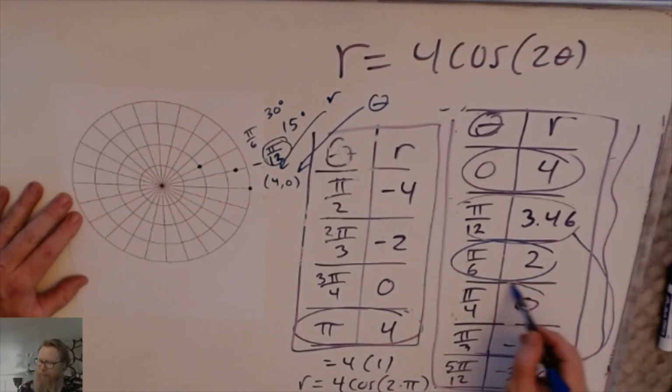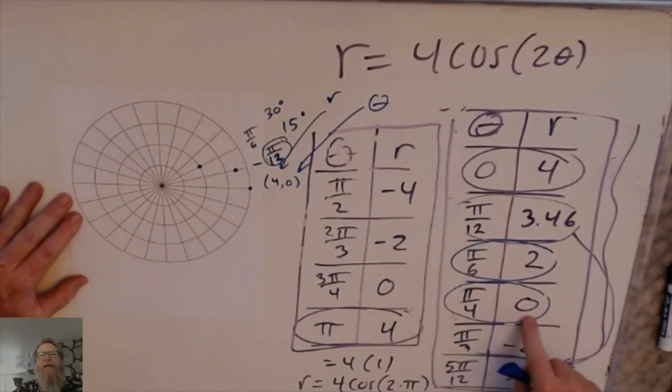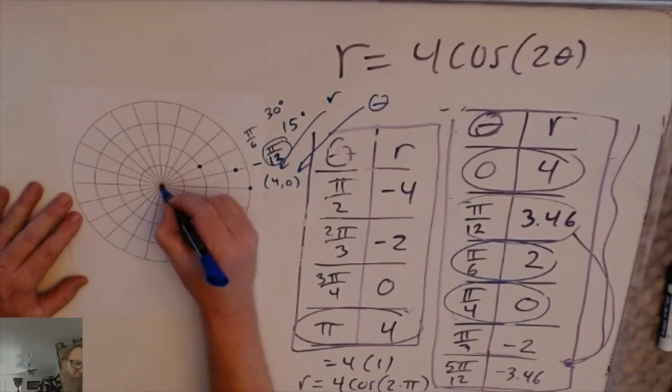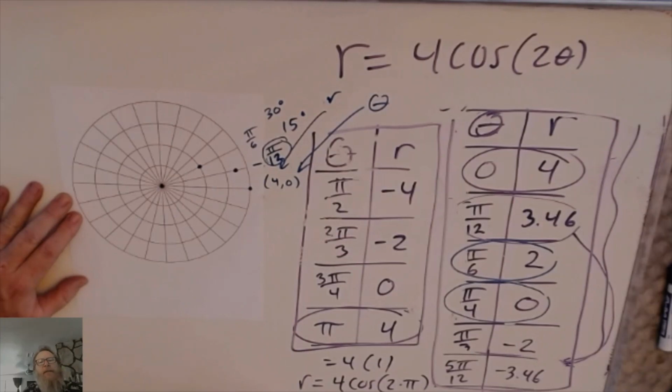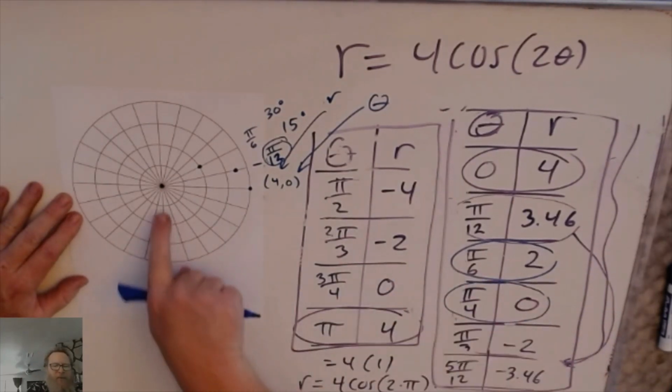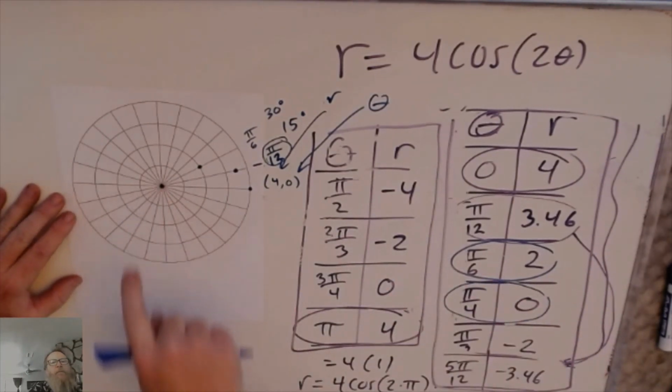All right, pi over 4, and radius is 0. That just puts you back at the pole. So anytime the radius is 0, you're back at the pole.